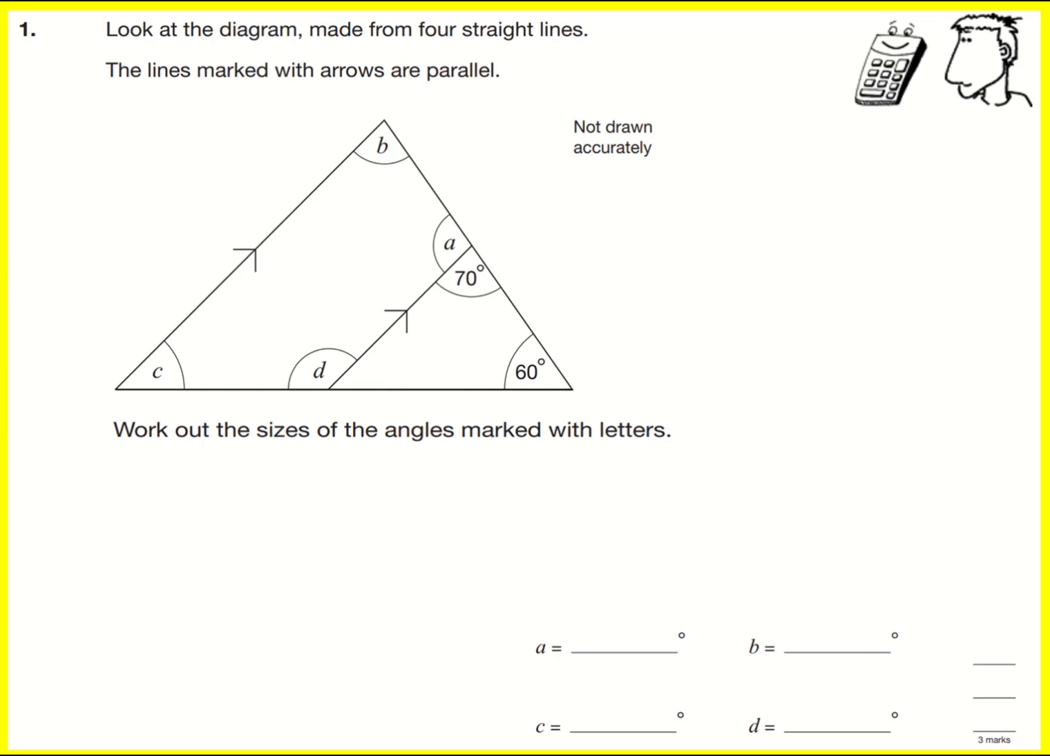We've got a few things going on here. We've got a big triangle around the outside, we've got a small triangle here, we've even got a quadrilateral going on, and we've got these arrows which indicate parallel lines. I'm trying to work out all the missing angles.